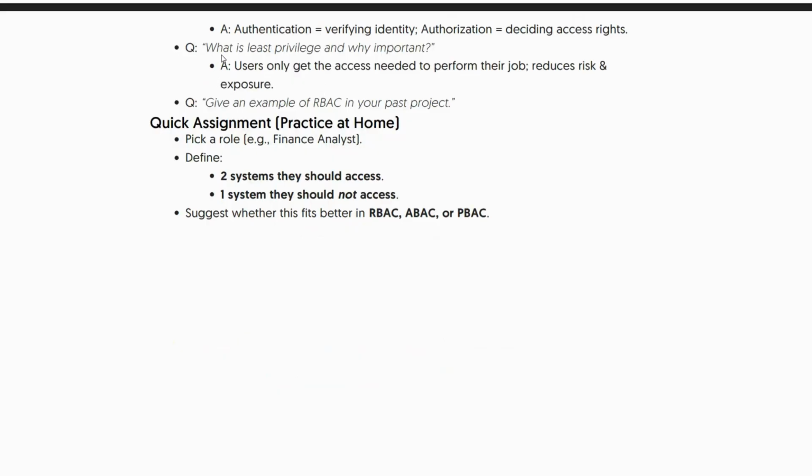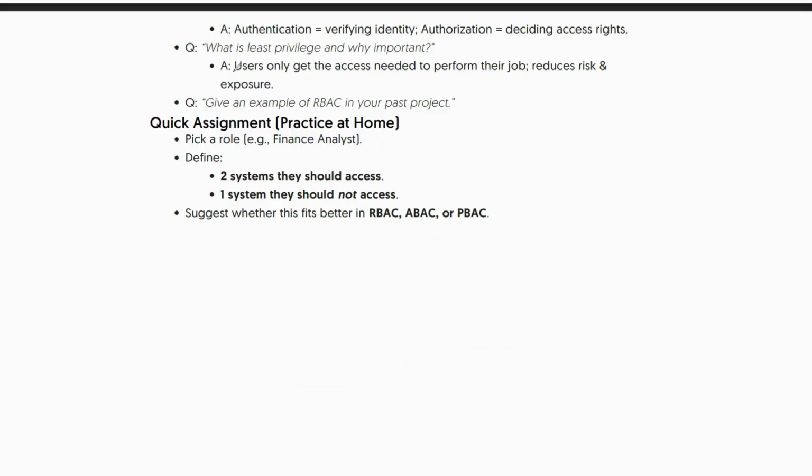Then, what is least privilege and why is it important? Again, I did talk about the three levels in which you should be answering. First, talk about why you are doing least privilege and what is the model, how you implement it. And then one way of implementing is users get the access needed to perform their job because it reduces the risk and the exposure to that risk. And give one example of RBAC in your past project.